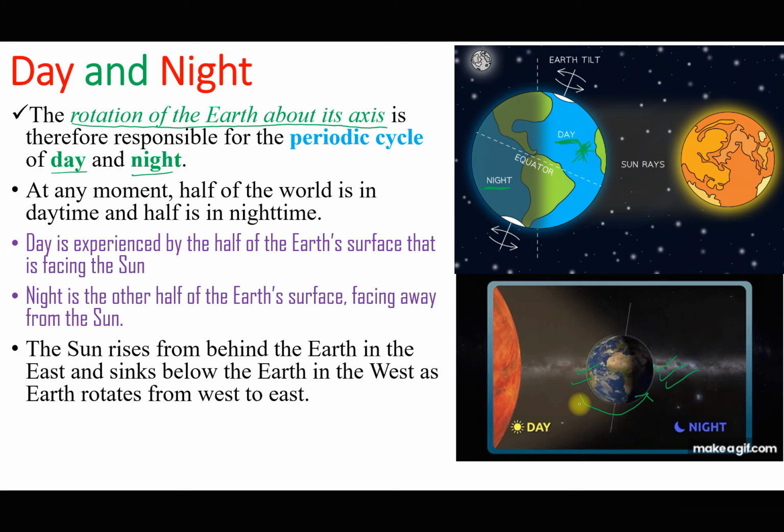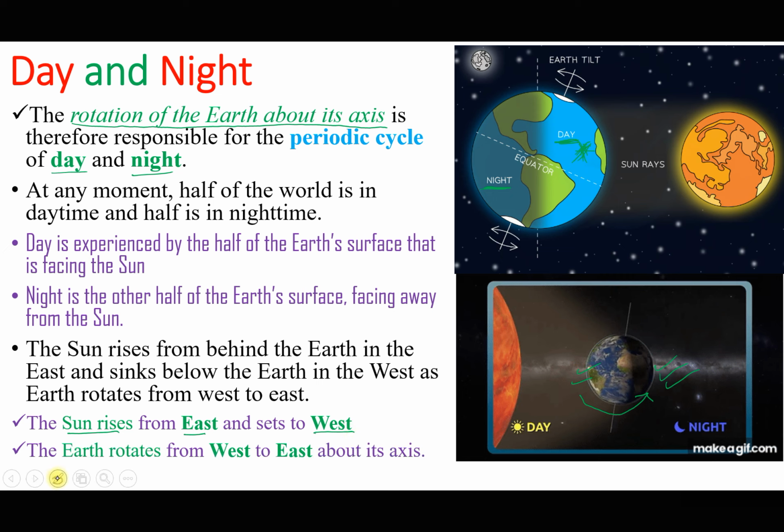Because the earth rotates from west to east, we see as if the sun is rising from the east and setting to the west. So in summary, we just believe that the sun rises from the east and sets to the west, and this is because the earth rotates from west to east about its axis. So we should note these two differences. Because the earth rotates from west to east, we are free to agree that the sun rises from the east and sets to the west.